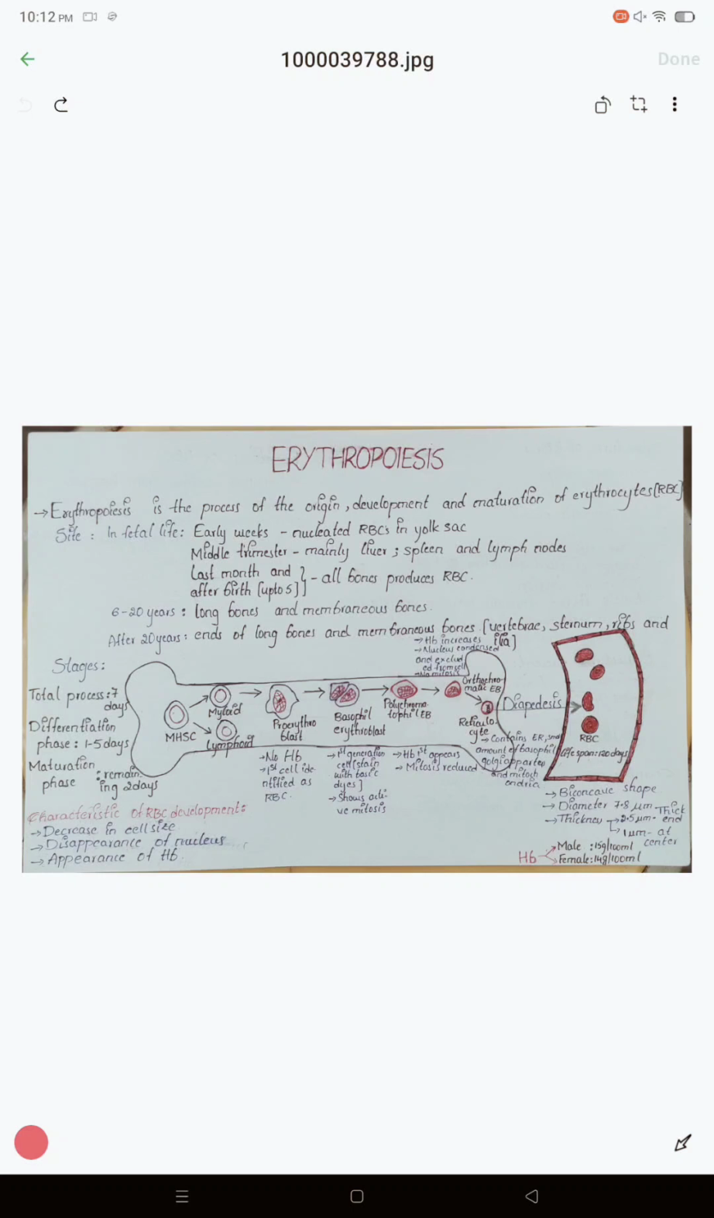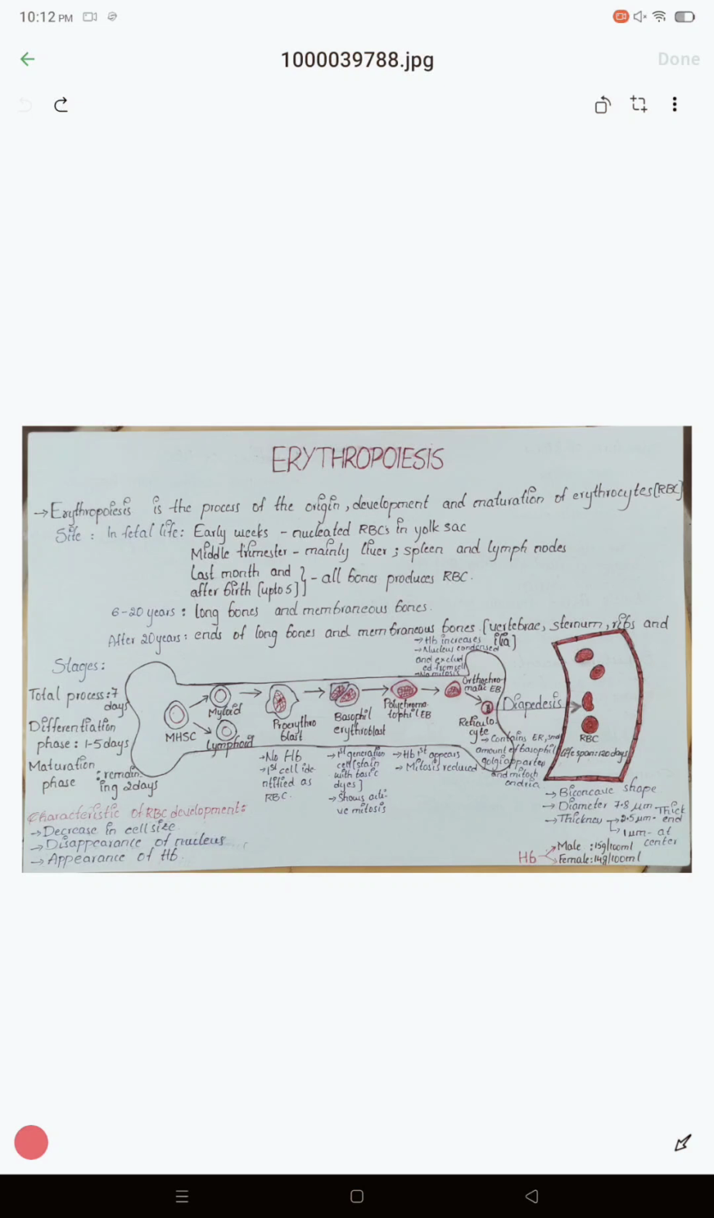With the help of some factors like growth inducers and differentiation inducers, these myeloid cells develop into proerythroblast. It is the first stage of erythropoiesis. It is also the first cell identified as RBC series, characterized by presence of nucleus and large size of cell and absence of hemoglobin.